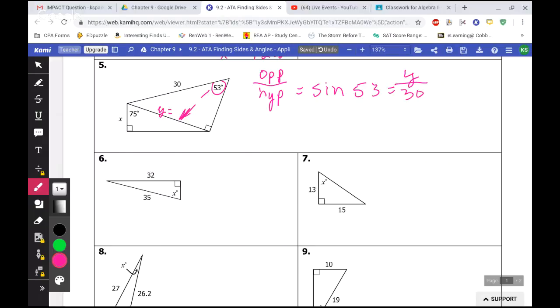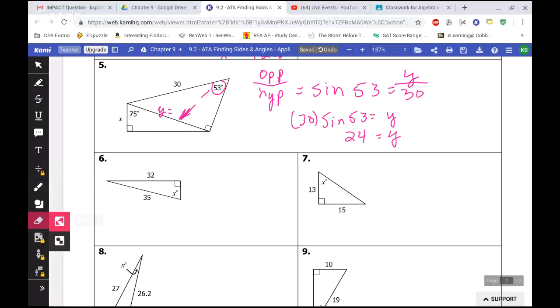So I'm going to multiply both sides by 30. And that equals what? 24. Good job. It's like 23.9 something. So it's close enough, and it's a heavy 9, so you can round that to 24. All right. So now I have the length of this side, and I can use a trig ratio to figure out this other one.